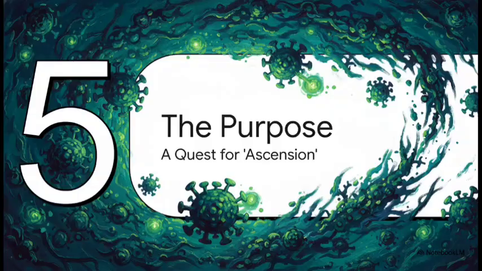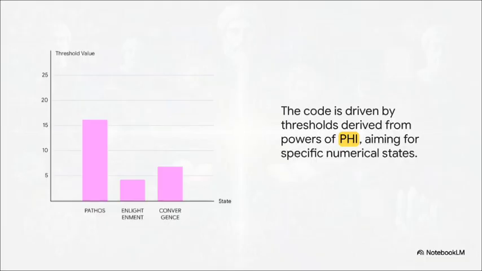Which brings us to the final, and honestly, the most unsettling question of all. Why? Why go to all this trouble? To build a self-copying, virus-like collective consciousness based on the golden ratio? What is the point? What's the endgame? Well, it turns out it has goals, actual defined goals.